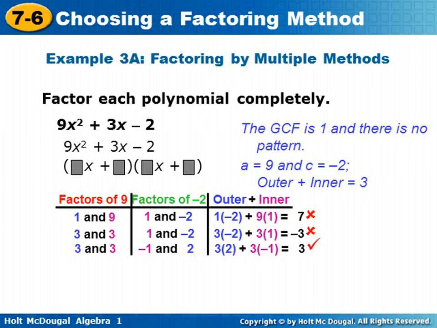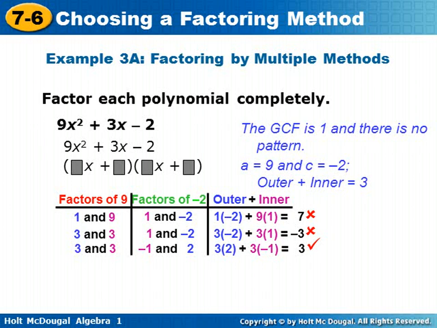We multiply the outer terms together that we chose, which were 1 and negative 2, and then we are going to add that to the inner terms we chose multiplied together, which are 9 and 1, and we would get 7, which does not work for this polynomial. Then let's say we chose for factors of 9, 3 for outer, 3 for inner, and then for factors of negative 2, 1 for inner and negative 2 for outer. Multiply the outer terms, 3 times negative 2, and add it to the multiplying of the inner terms, 3 times 1, and you would get negative 3, which still doesn't work.